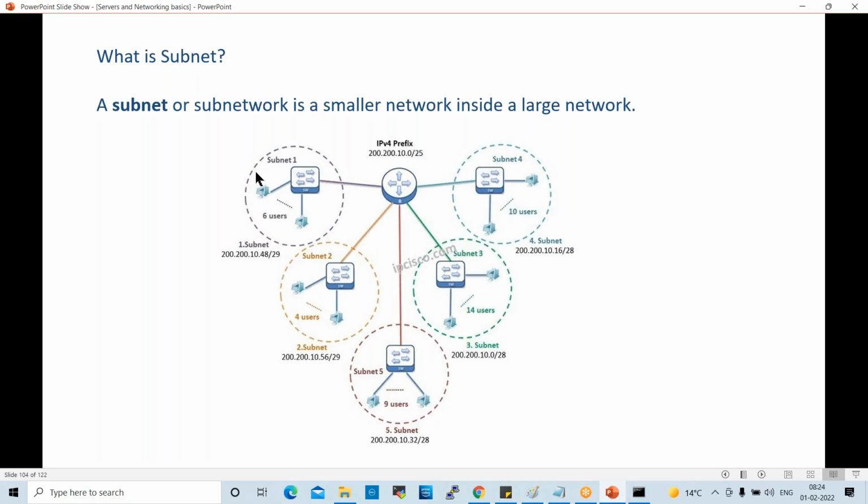I'll show you some examples in subnetting, subnets, different ranges. So for example, see here, 200.200.10.48/29. What is 29? What is 28? Different ranges are there, right? So I show you something here.